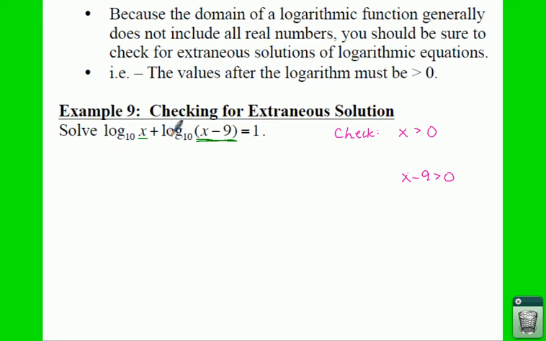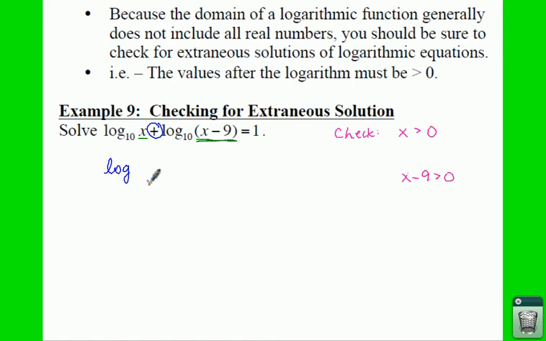Now, in order to solve this problem, you have 2 logs on the left and you don't have any logs on the right. You are going to have to combine the 2 logs on the left. And when you combine them, we have this plus sign, so you have to use your product property. So we're going to take the log base 10.